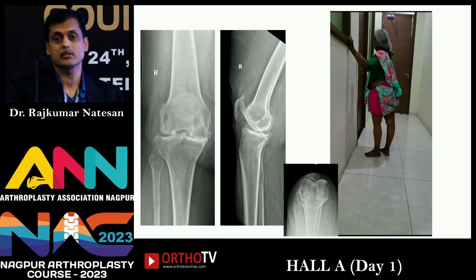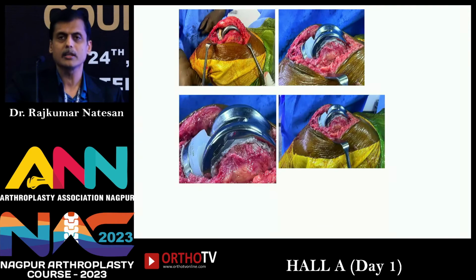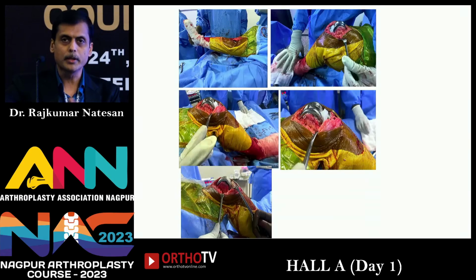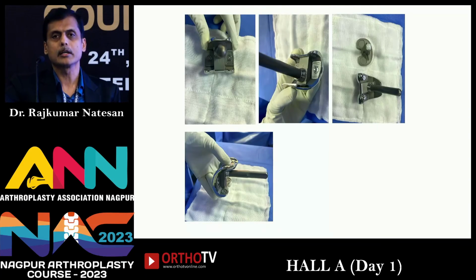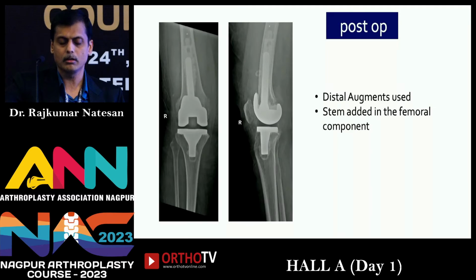See the hyperextension in this patient. So in this case, I used a distal augment. I reduced the bone cuts. In spite of that, I had to use a distal augment on the femoral side to bring down the femoral component, to manage that hyperextension. So this is the post-operative X-ray showing it.